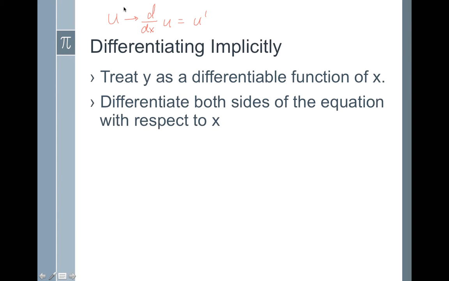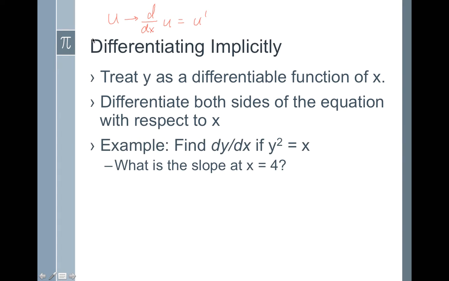So what we're going to do is we're going to differentiate both sides of an equation now. Rather than just looking at the expression and differentiating the expression, we're going to look at both sides and differentiate with respect to x. That's what this is, by the way. d/dx means we're differentiating with respect to x. So let's take a look at this problem here. I want to find the derivative of this function.